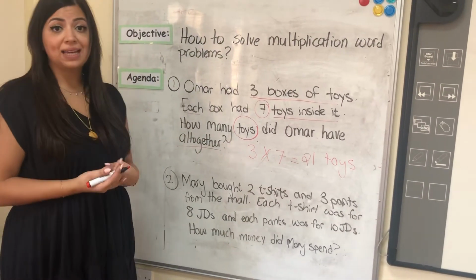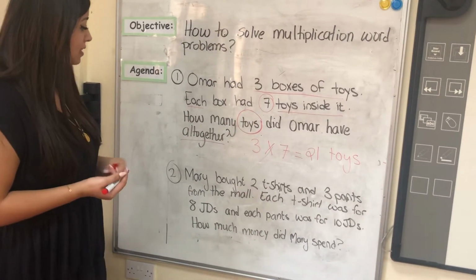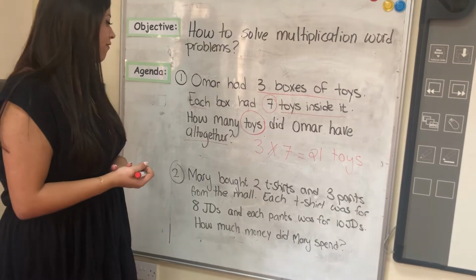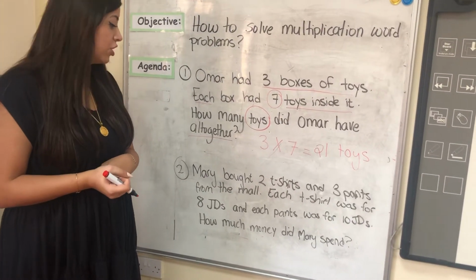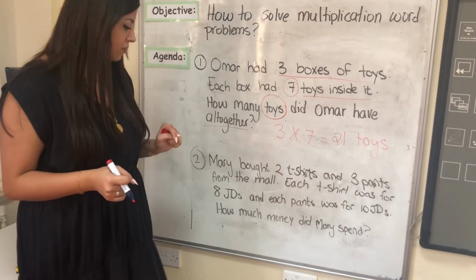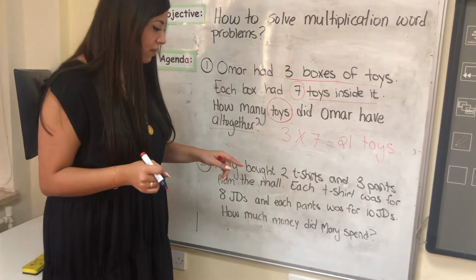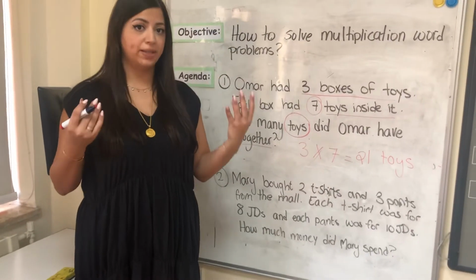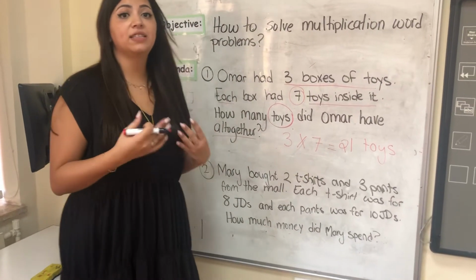Let's move on to our second example. Here it says, Mary bought 2 t-shirts and 3 pants from the mall. Each t-shirt was for 8 JDs and each pant was for 10 JDs. How much money did Mary spend? So here it says, Mary went to the mall and she bought more than 1 item. And each item had a different price.